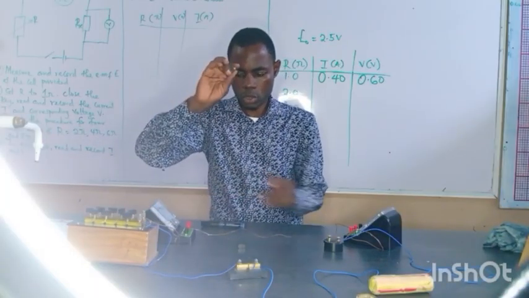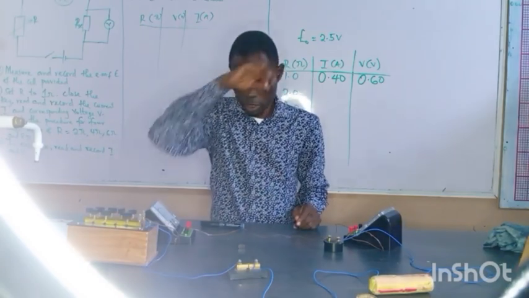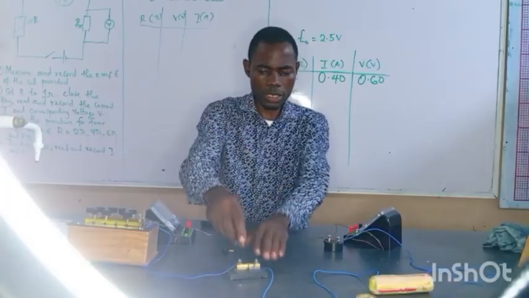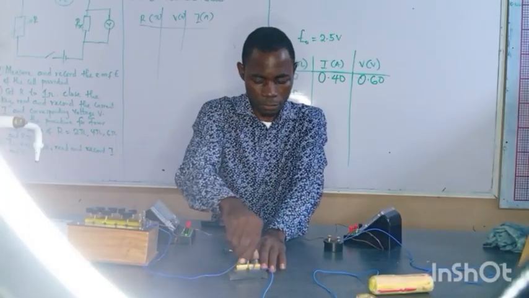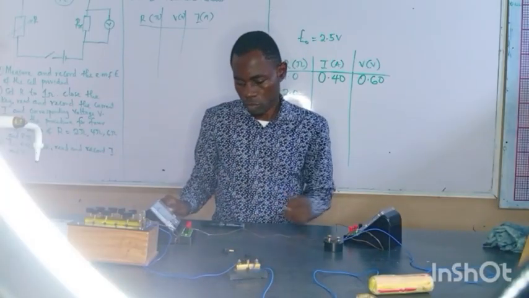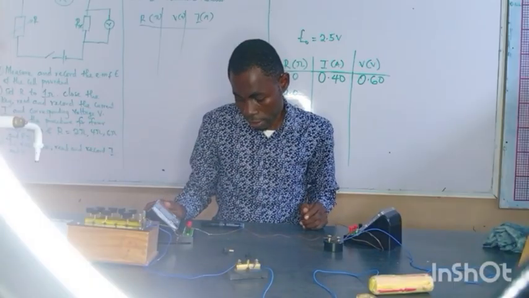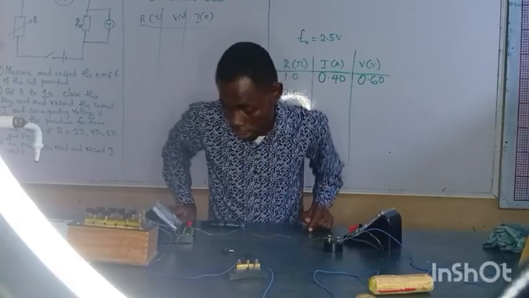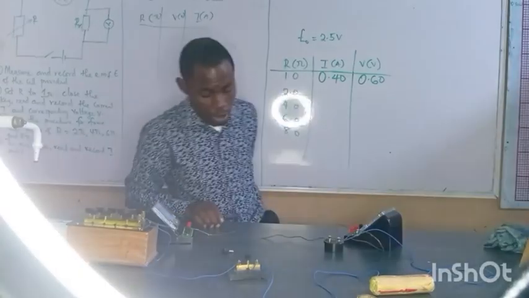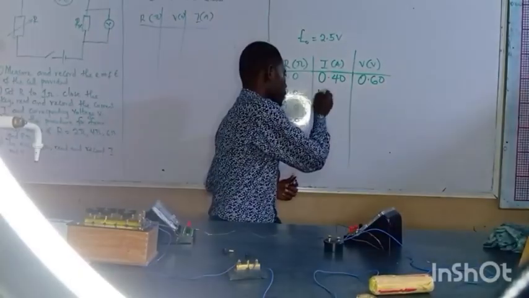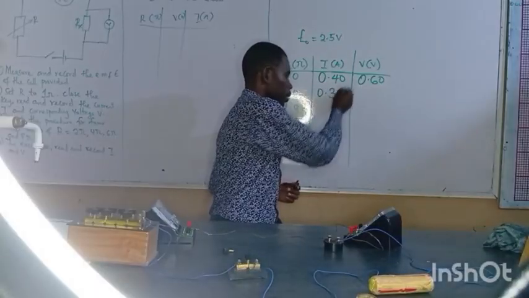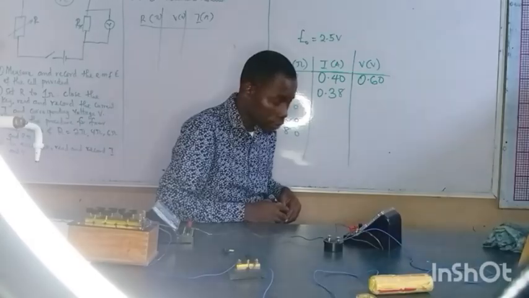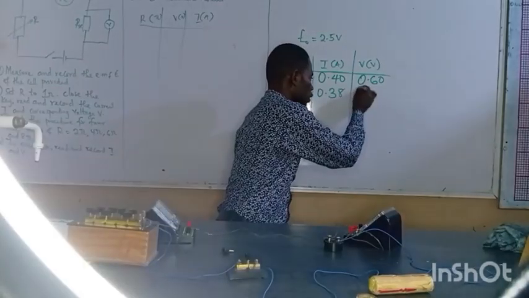So picking up the 2, you can see I have picked up my 2. Now I want to close the key for you to see what I'm going to get. On my current, I can see 0.38, and here I can see 0.56.